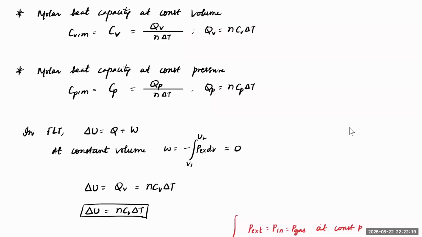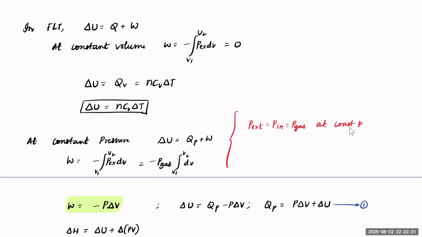So as per the first law of thermodynamics, if you are operating at constant volume, work done is 0, then delta U is equal to QV, and QV we got as nCv delta T. So we get a general formula: delta U is equal to nCv delta T for an ideal gas.